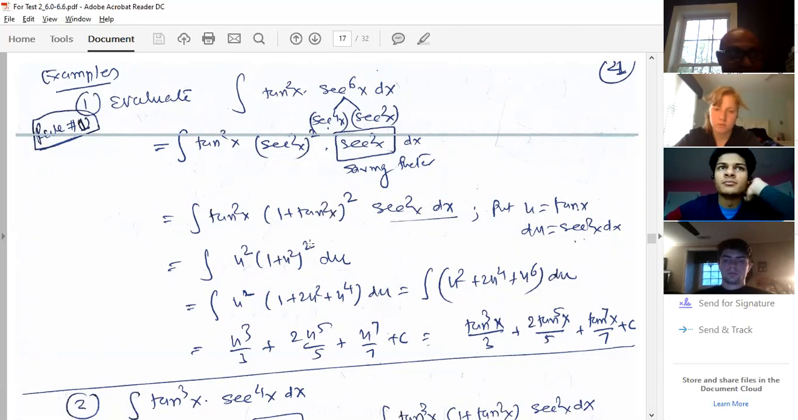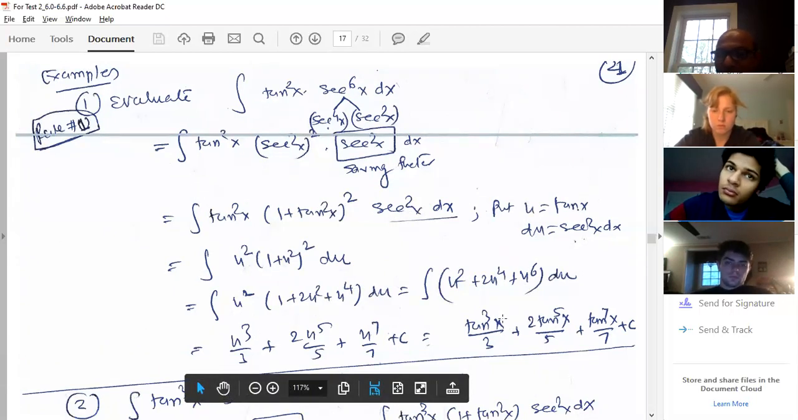So 1 plus u square, a perfect square, can be written as 1 plus 2u square plus u to the power 4. Term by term multiplication gives u square, 2u to the power 4, u to the power 6. Integration is u to the power 3 by 3, 2u to the power 5 by 5, u to the power 7 by 7. Plug in your value of u: tangent cube x by 3, plus 2 tangent to the power 5 x by 5, plus tangent to the power 7 x by 7, plus c.